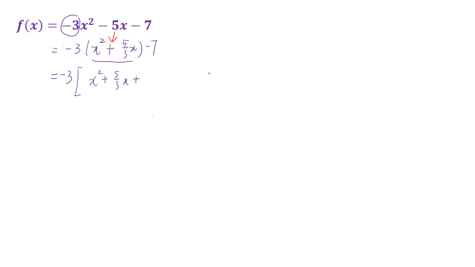I need to add the square of the coefficient of x divided by 2. So the coefficient of x right now is 5 over 3. So we need to take 5 over 3 divided by 2. We use a calculator to work this out. That will give you 5 over 6. Right, so I need to add the square. And then in order not to change the question, you add it, you have to take it away.